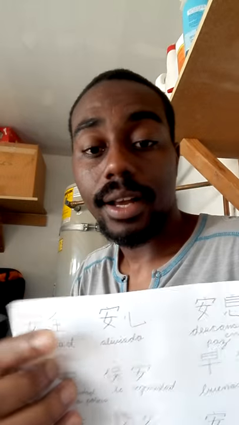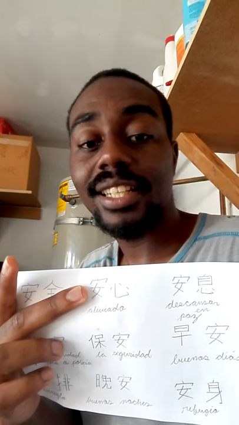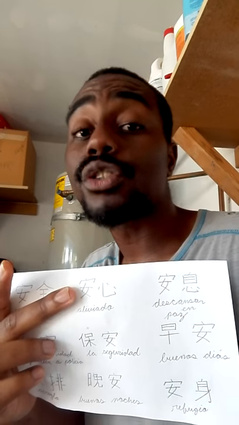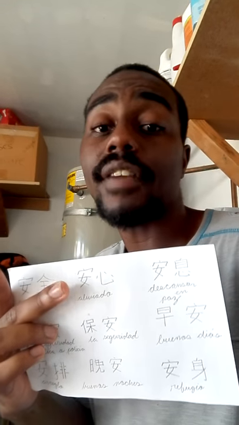Next up, we have anxin, anxin. Both these characters have that first tone, that high tone. We have an, and then we have xin. Xin being the heart, el corazón. So this can mean like to be relieved, for the heart to be at peace. Alleviated. That's what this word means. Anxin.